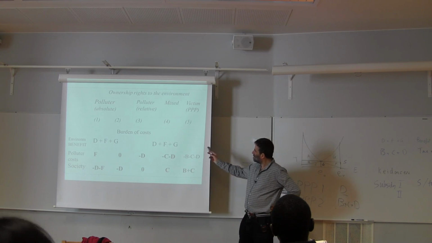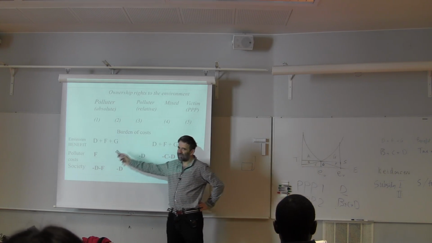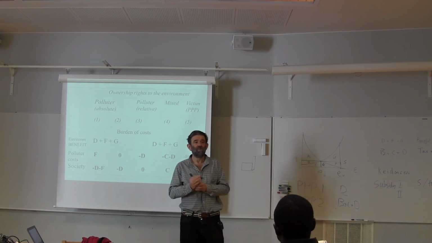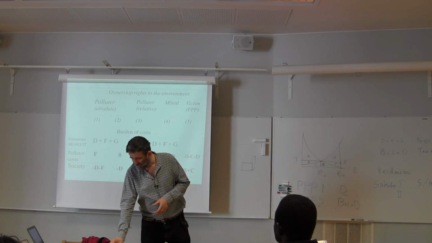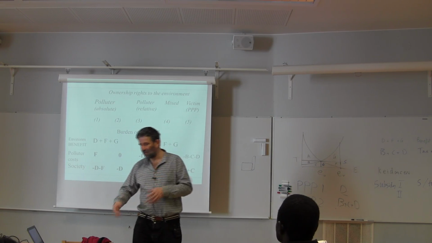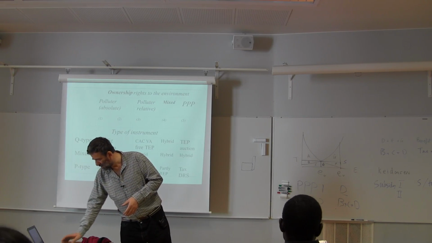And this column is just always D plus F plus G. That is the benefit of doing something about the environment. So that's the same in all the columns. So now we can get down to the next part of the table.